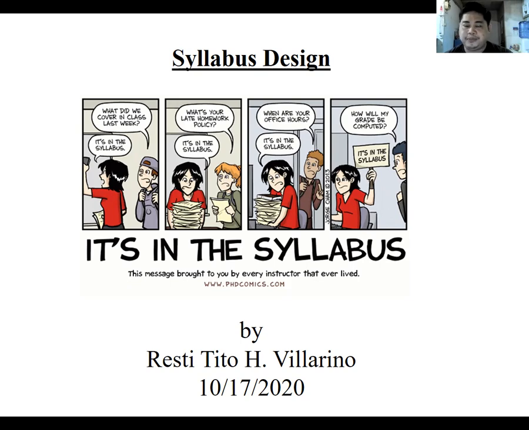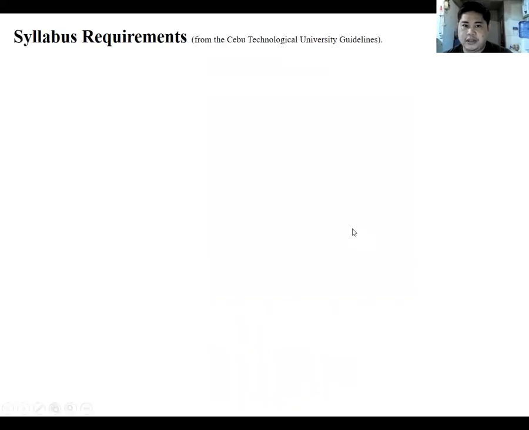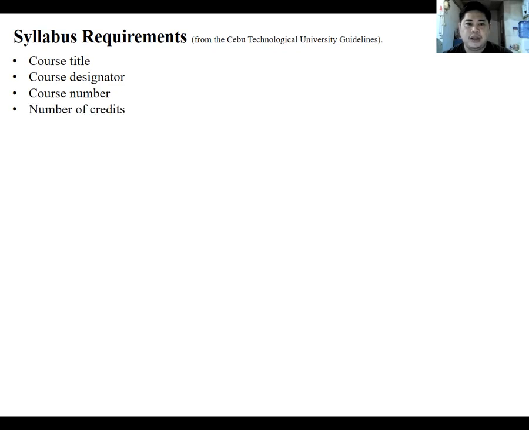So for this presentation, I will be dealing with how to design a syllabus based on your subject matter. The first thing is the different requirements in making a syllabus. The first one is you have to have a course title. And then after that, we have your course designator. Next is the course number. Next is the number of credits.